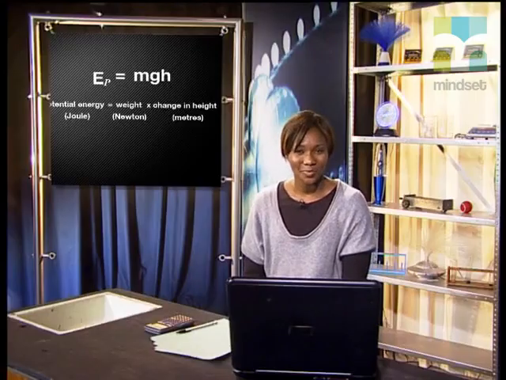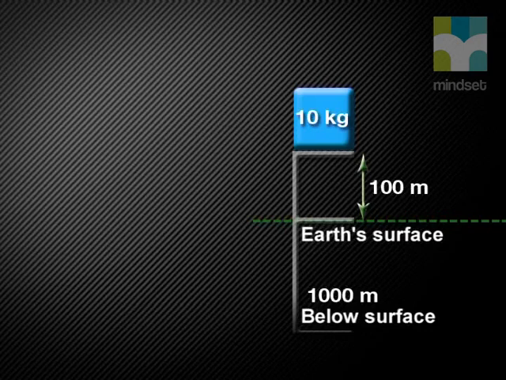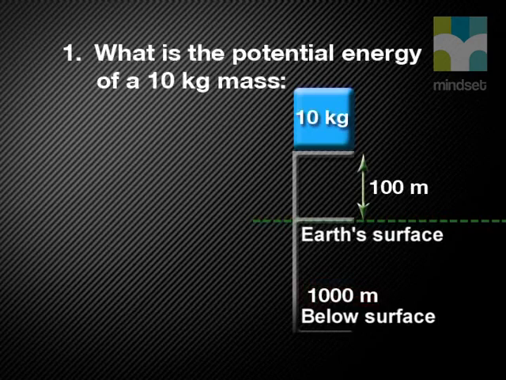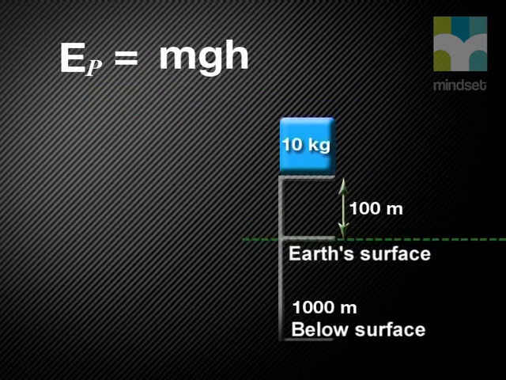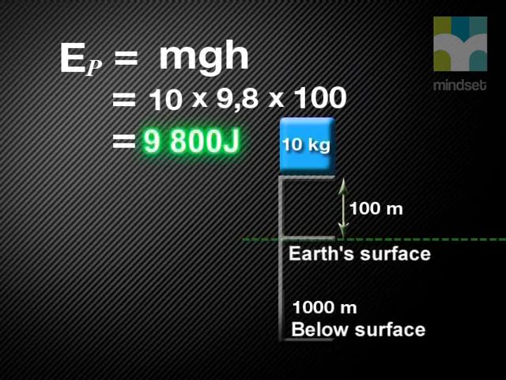Let's try an example. Calculate the potential energy of a 10-kilogram mass at 100 meters above the surface of the Earth and at the bottom of a vertical mine shaft 1,000 meters deep. Let's start by calculating the potential energy of a 10-kilogram mass 100 meters above the surface of the Earth. Using mass times gravitational acceleration times height, we multiply 10 by 9,8 by 100. This is 9,800 joule, which is the same as 9,8 kilojoule.